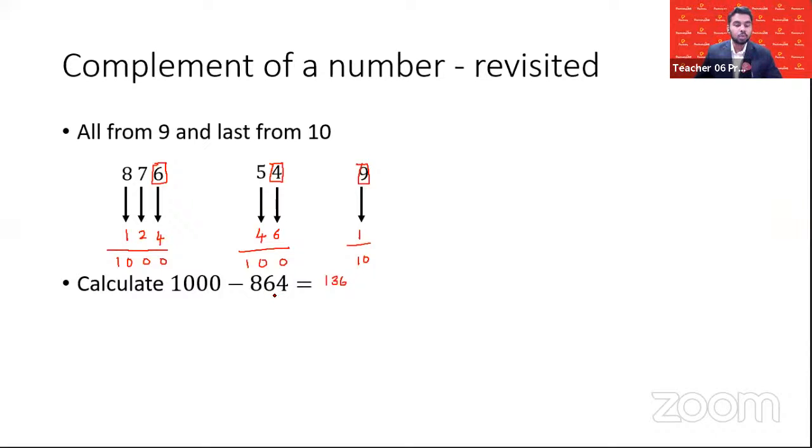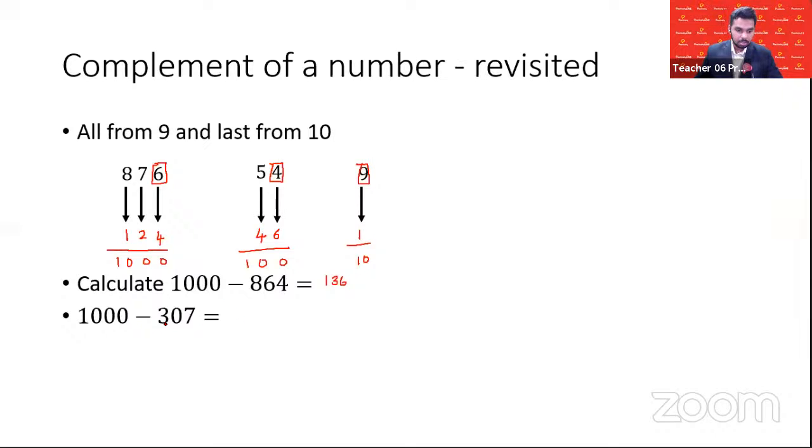Very useful when you are going to shops. So if you buy some set of items, you give some 500 rupees. You want to calculate the balance amount that you should get. You can do everything in your mind. So what is 1000 minus 307? Again, you can apply the same sutras, all from 9 and last from 10.